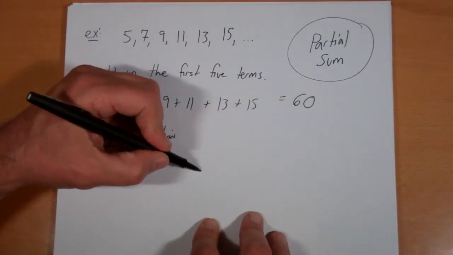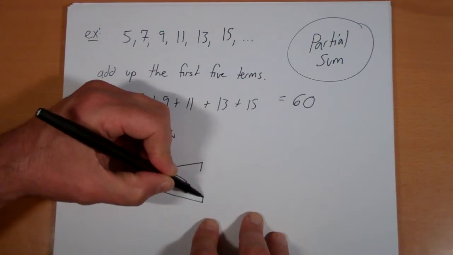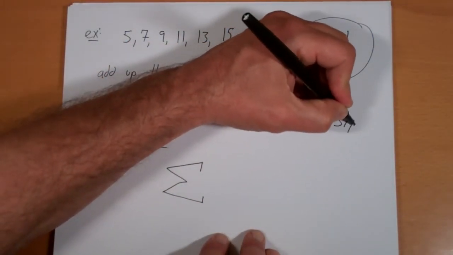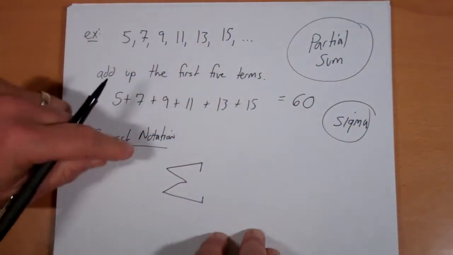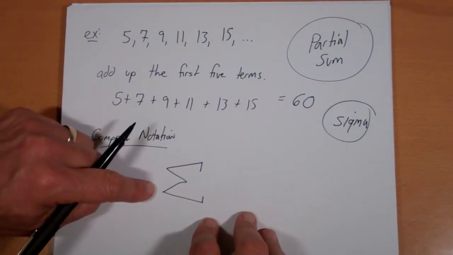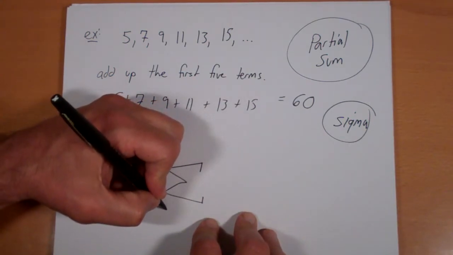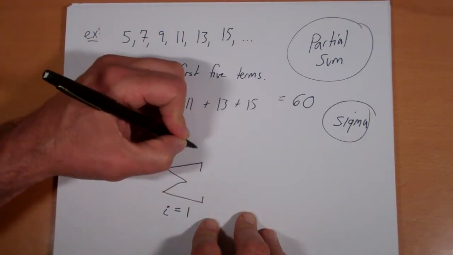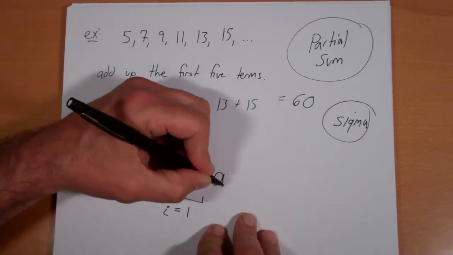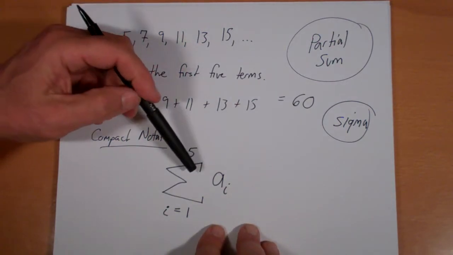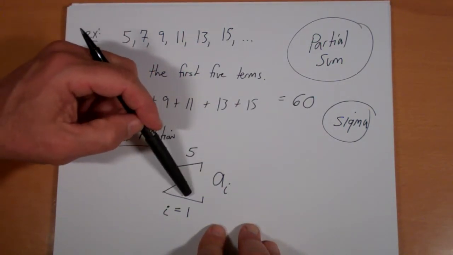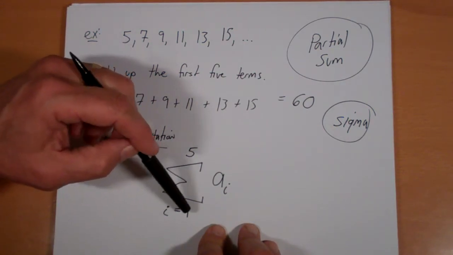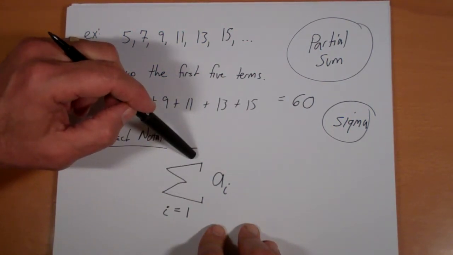So for a more compact notation, we use this symbol right here. That's a Greek letter called sigma. All it means is to add up a certain number of terms. And we're going to have a counter variable. You can use any variable you want to. I'm going to use i. So let's start with i equal to 1 and go to i equal to 5.